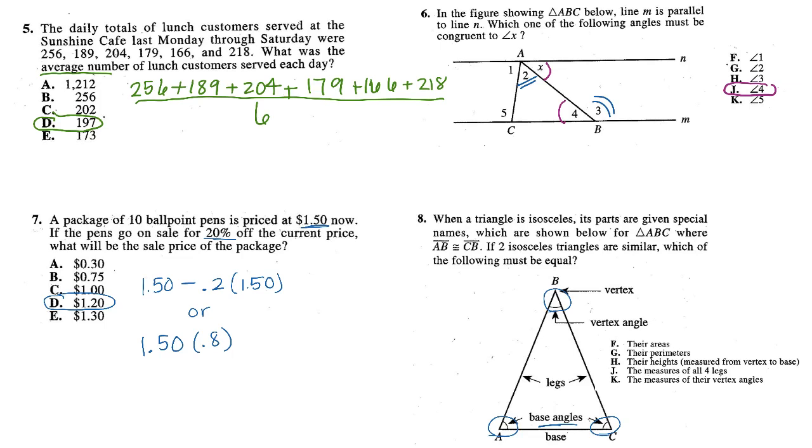So that tells me that it looks like answer choice K. We have the measures of their vertex angles. They're all going to have to be congruent. Okay, moving on to the next.